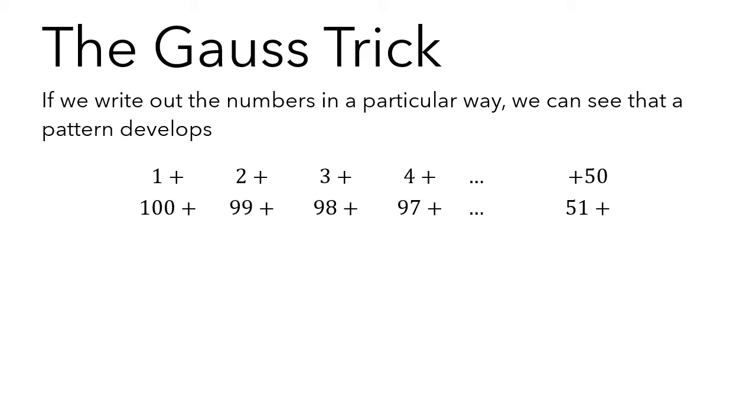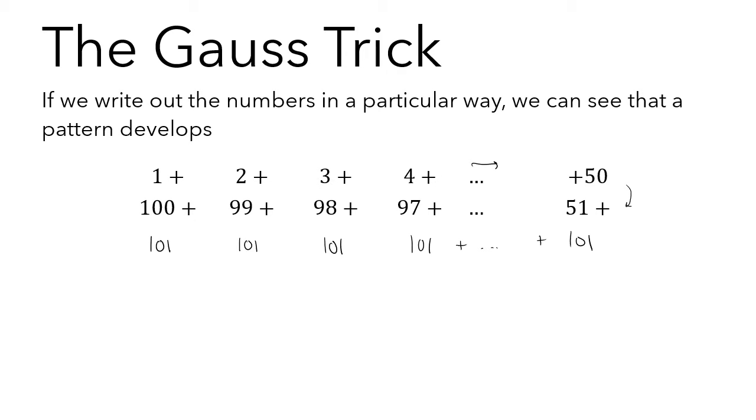If we write out all the numbers in a particular way, 1 to 100, we can see that a pattern develops. So let's start with 1, 2, 3, 4, going all the way towards 50. We're going to stop and wrap it back around and then line up our numbers, 51, 52, and so on, 97, 98, 99, 100. If you add straight up and down, you'll see that you get 101. 2 plus 99 is also 101, 3 plus 98 is also 101, and so on and so on. You get the idea. All of the numbers lined up equal the same thing, 101.